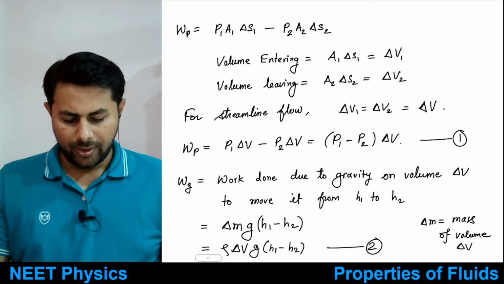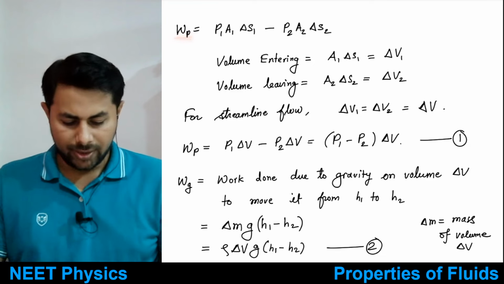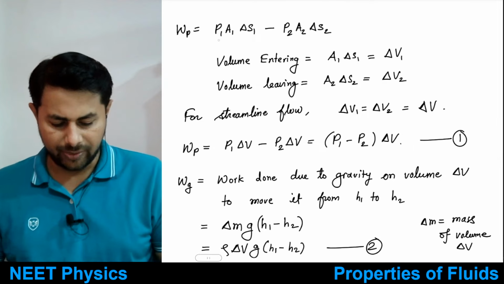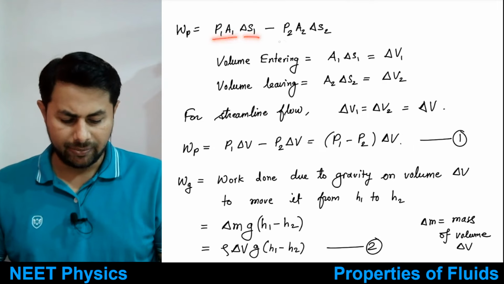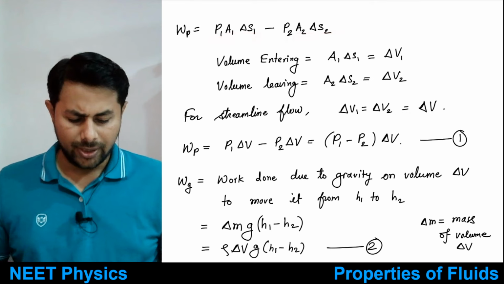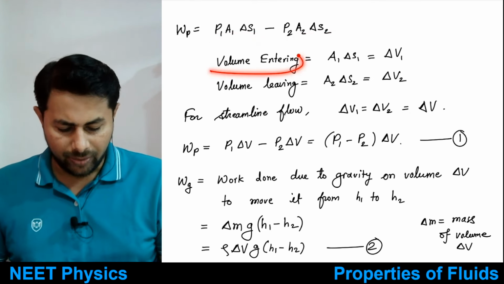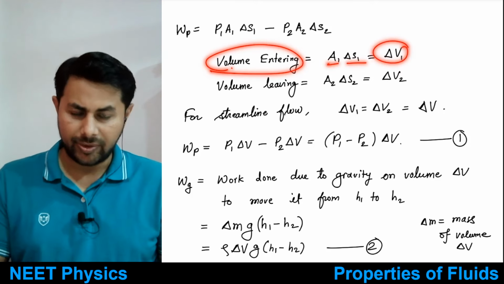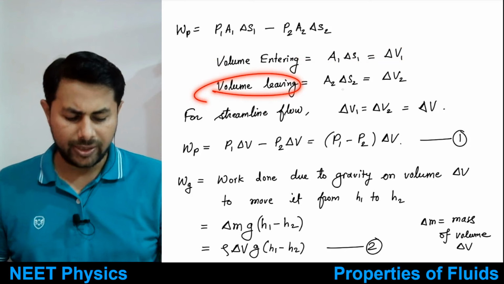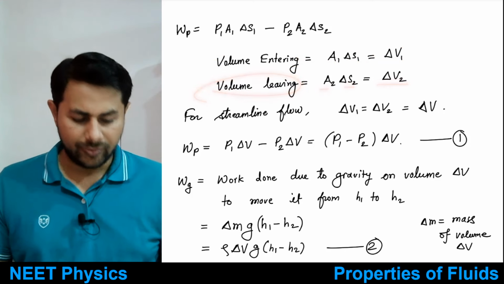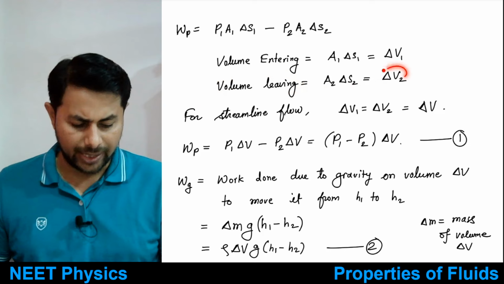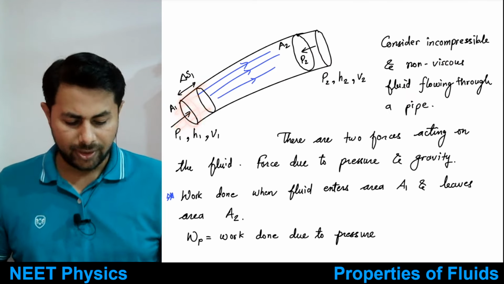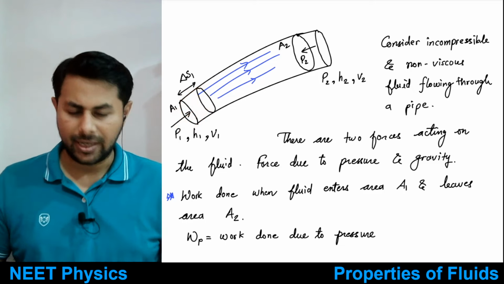Good. So the work done due to the pressure difference is equal to P1A1 delta S1 minus P2A2 delta S2, right? And the volume entering is A1 times delta S1, this is delta V1. The volume leaving is A2 times delta S2, and this is delta V2.